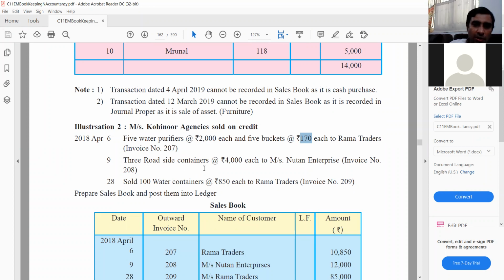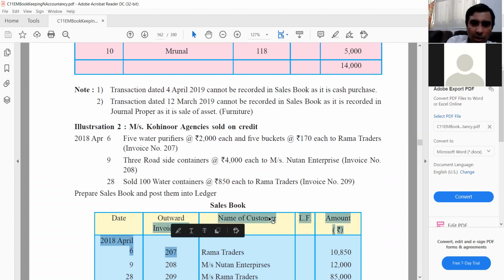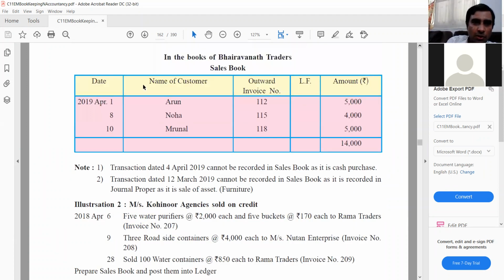So this is simple. 3 roadside containers, 4,000 each. So 12,000 to Newton Enterprises. So 12,000, Newton Enterprises, outward invoice number. So they've just muddled up the columns. Okay, your date and outward invoice number, then name of the customer, then ledger folio. If you see on top, they have put it like this.